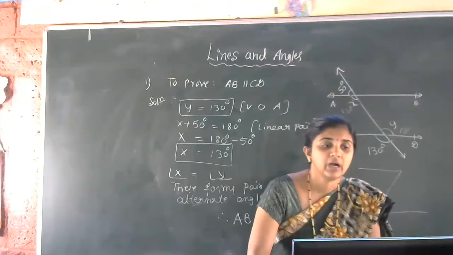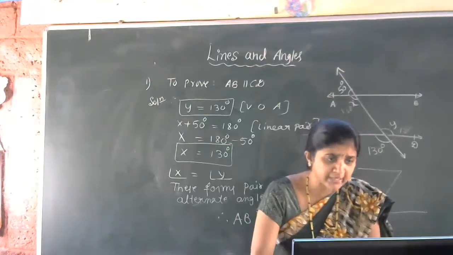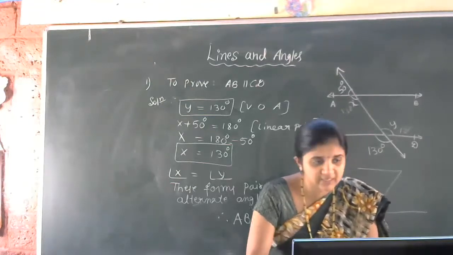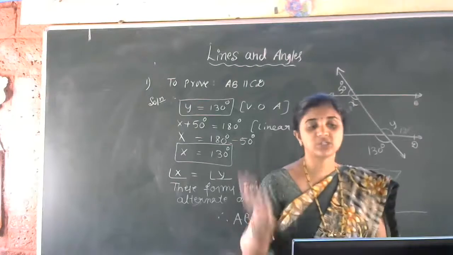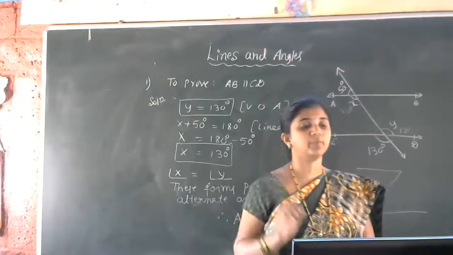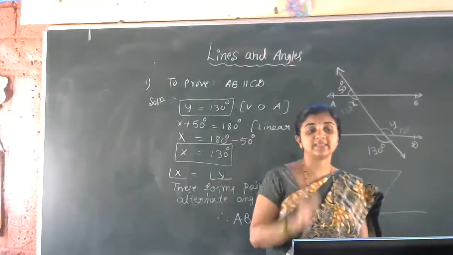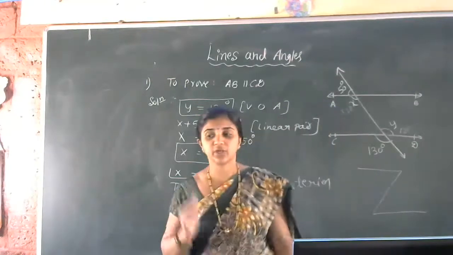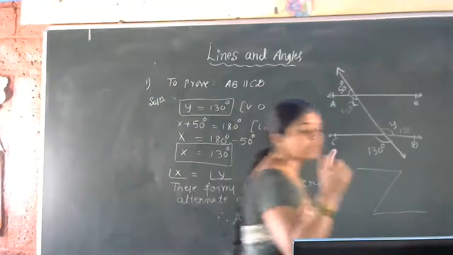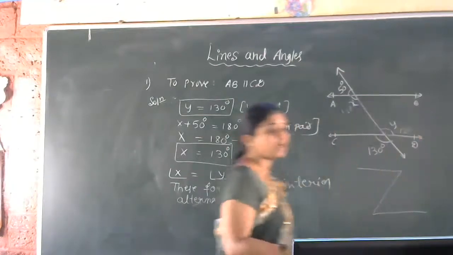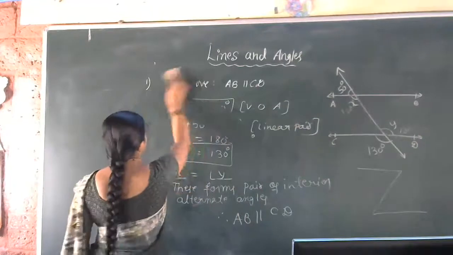Then the sum of the interior angles on the same side of the transversal is equal to 180 degrees. You just copy that in your notebook first. Then you start with the example problems, then the exercise problems. So this is about the explanation part of the first question. Now we have to start the second question explanation.